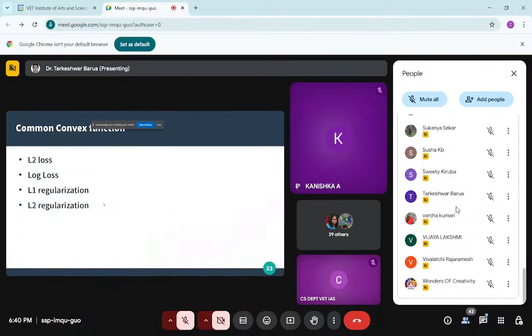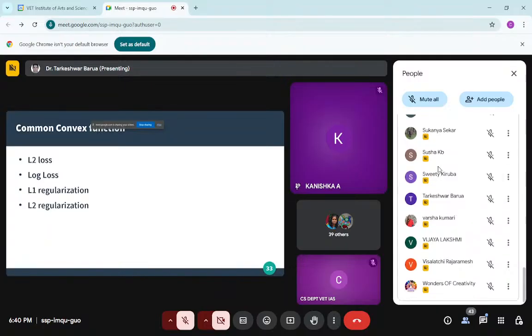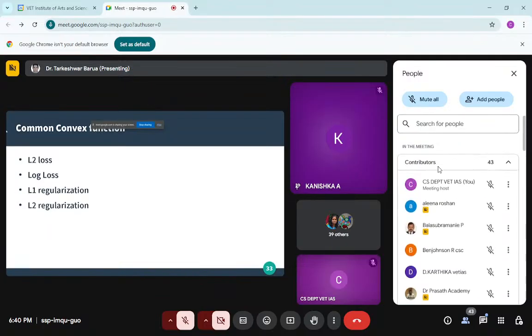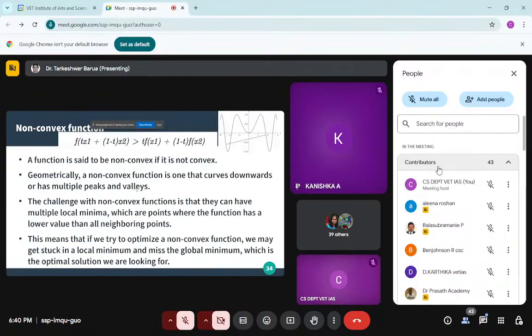All right, now next we are moving on. So common convex functions are like L2 loss, log loss, L1 regularization, and L2 regularization functions. These are common convex functions we can use.